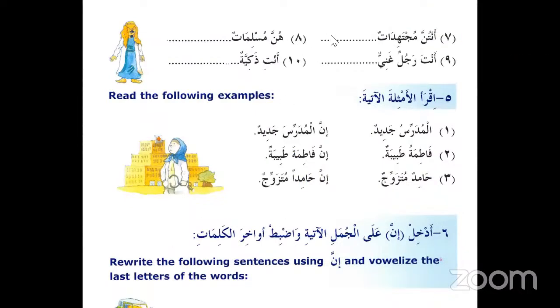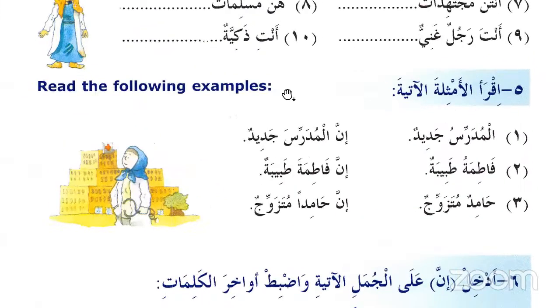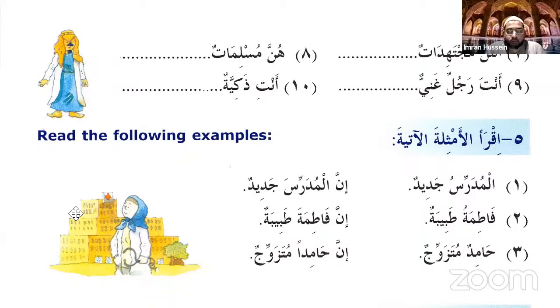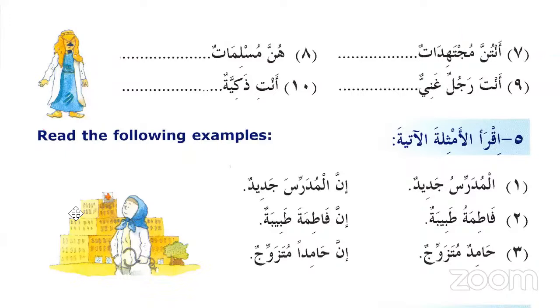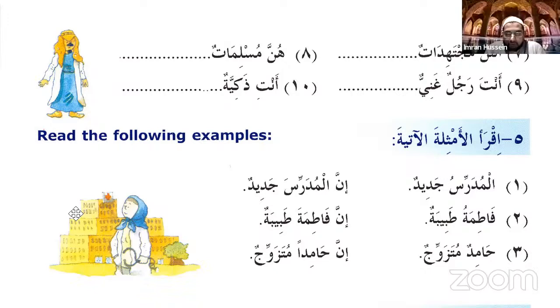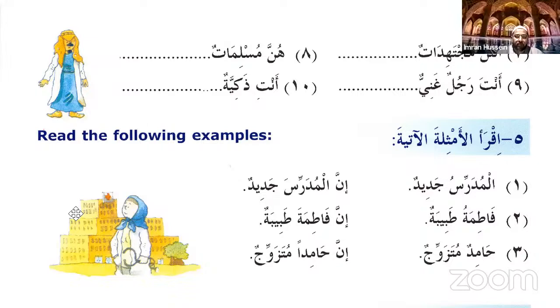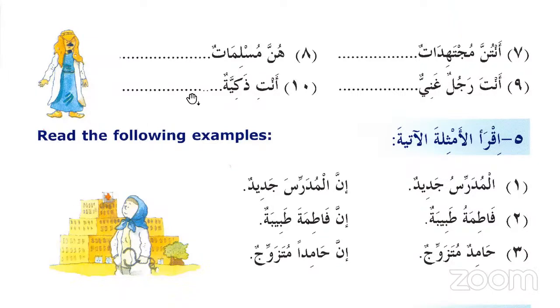So the next one is antunna mujtahidatun. So it would be innakunna mujtahidatun. Correct. And the next one is hunna muslimatun. So it would be innahunna muslimatun.